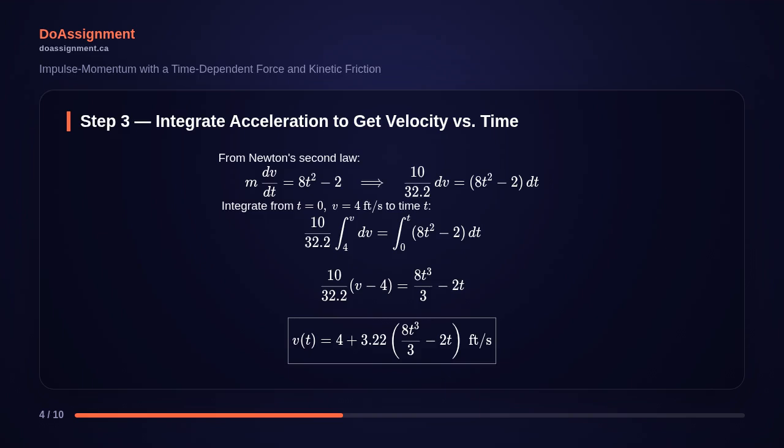Separating variables and integrating both sides, with lower limits t equals 0 and v equals 4 feet per second, we get 10 over 32.2 times the quantity v minus 4 equals 8t cubed over 3 minus 2t. Solving for v gives v of t equals 4 plus 3.22 times the quantity 8t cubed over 3 minus 2t in feet per second.